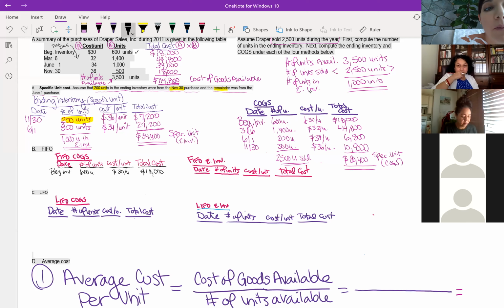So when I go to March 6th, I know that I sold an additional 1,400 units. So March 6th, 1,400 units are going to be expensed at a cost of $32.